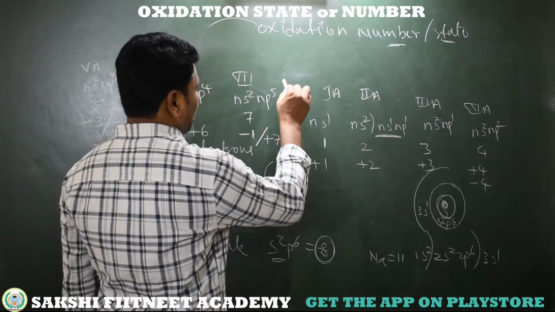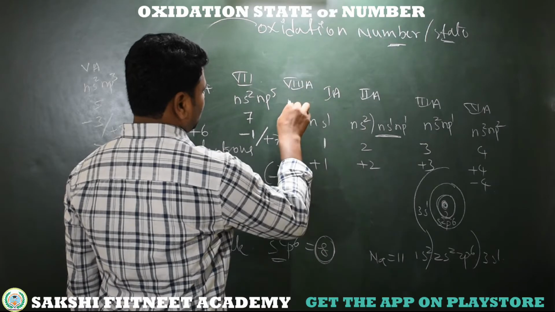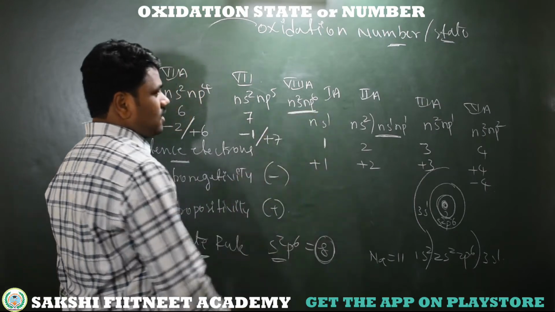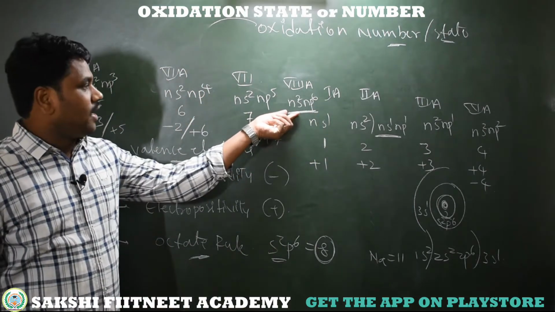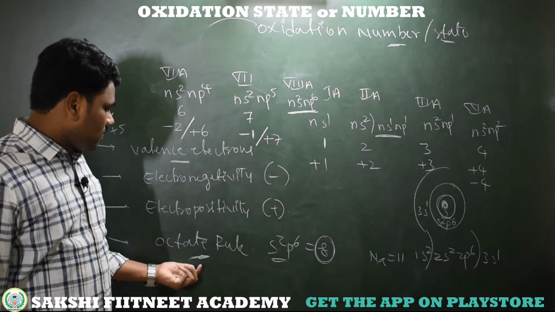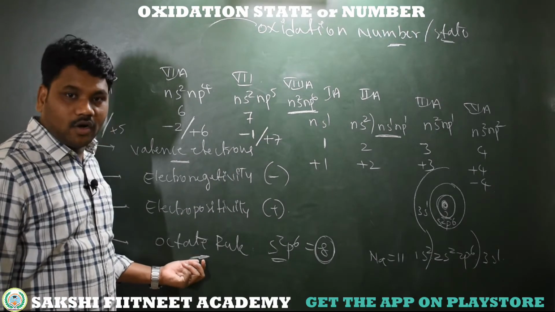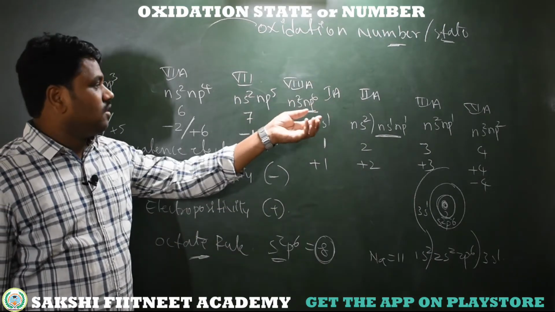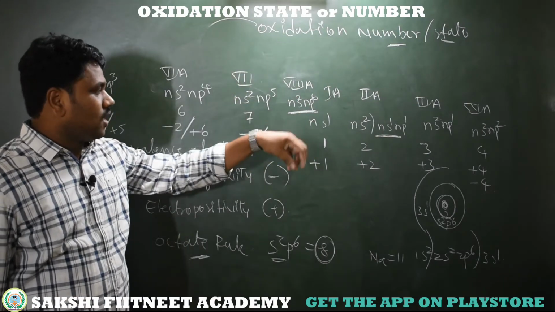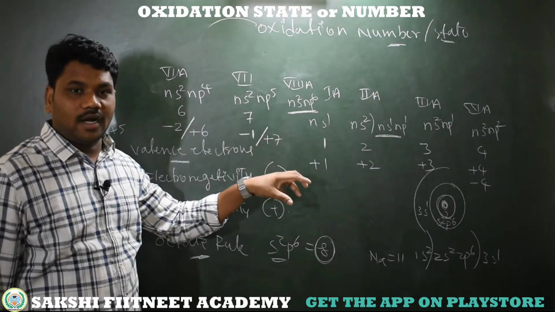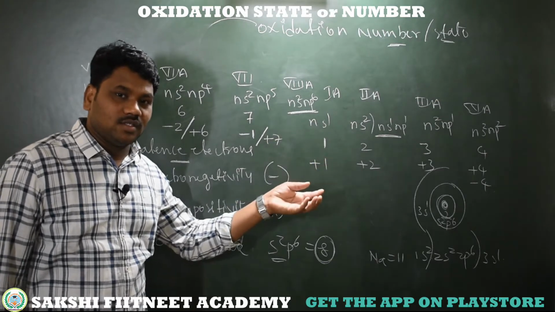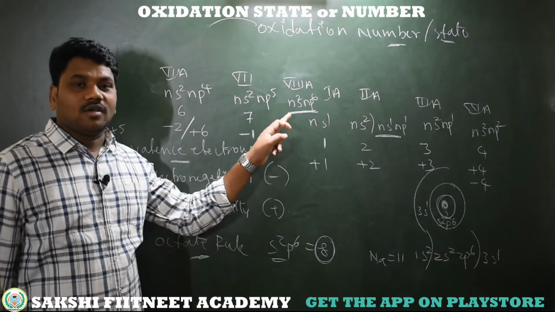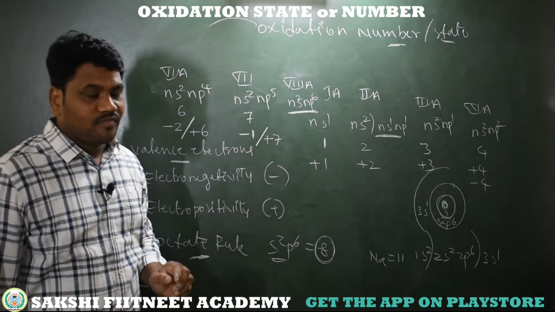Now coming to the eighth group elements, 8A, what is the configuration? It's ns2 np6. See, the valence shell is already satisfied, meaning 8 electrons are already there, following the octet rule. So there is no need for gaining or donation. But in compound form, mainly xenon and radon combine with oxygen, and based on the oxygen bonding they can exhibit oxidation states up to +8.